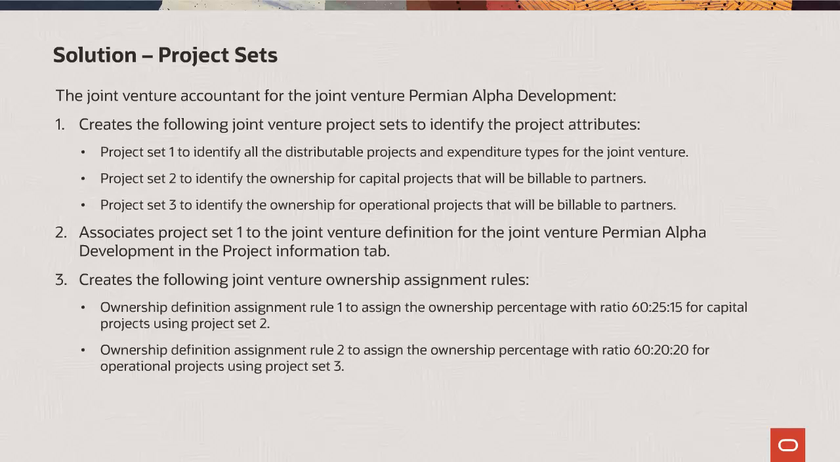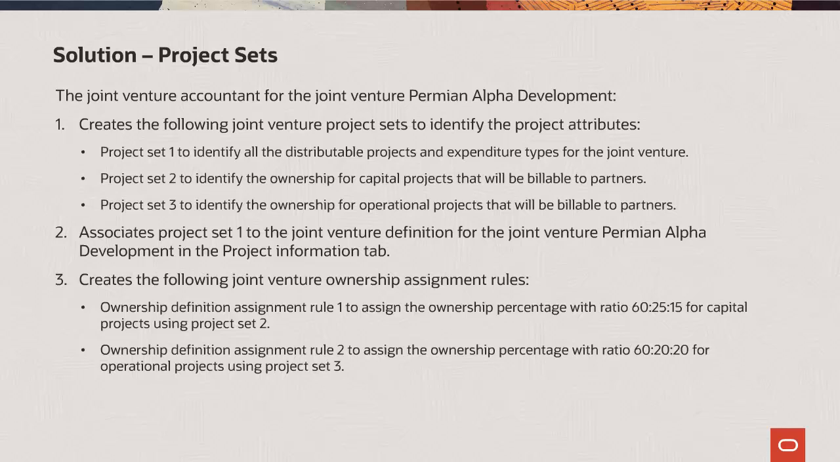The joint venture accountant or the joint venture application administrator for the joint venture Permian Alpha creates the following setup. Creates the 3 joint venture project sets to identify the project attributes. Project set 1 to identify all the distributable projects and expenditure types for the joint venture.